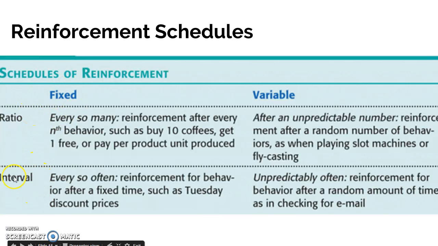A fixed interval will be every so often: reinforcement for behavior after a fixed time. So every Tuesday you get discount prices. That's fixed interval. Now, variable ratio will be an unpredictable number: reinforcement after a random number of behaviors. This is going to be like a slot machine. And then variable interval will be unpredictably often: reinforcement for behavior after a random amount of time. Like when you're checking for email, you have no idea when those things are coming in.